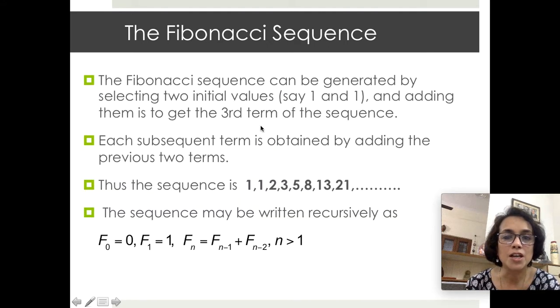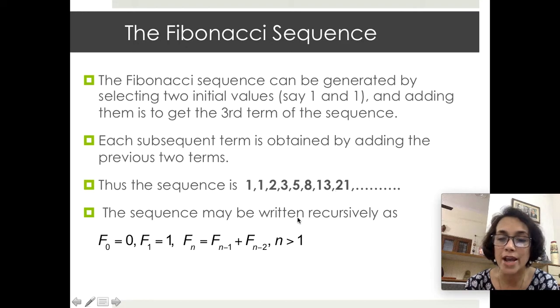So the Fibonacci sequence is said to be generated by selecting 2 initial values, say 1 and 1, and we add them to get the third term of the sequence. Every subsequent term is obtained by adding the previous 2 terms. And thus the sequence goes as follows: 1, 1, 2, 3, 5, 8, 13, 21, and so on. This is a numerical representation of the sequence.